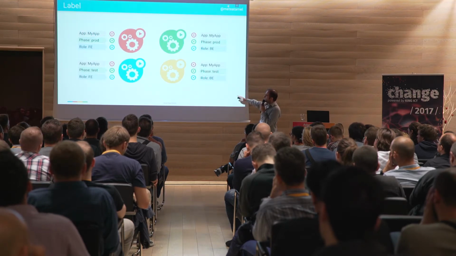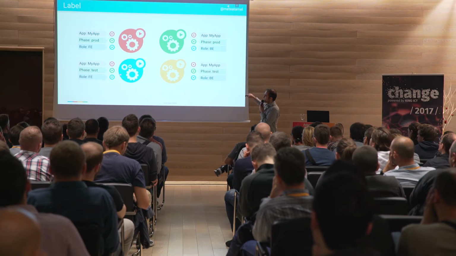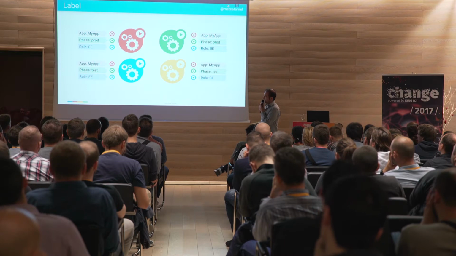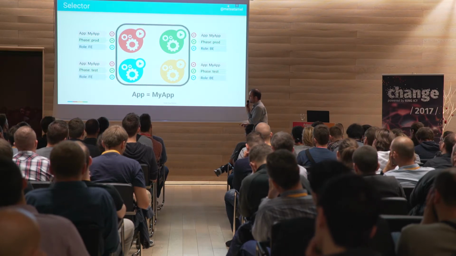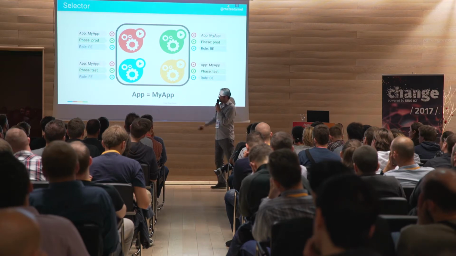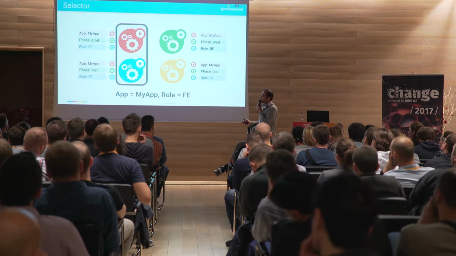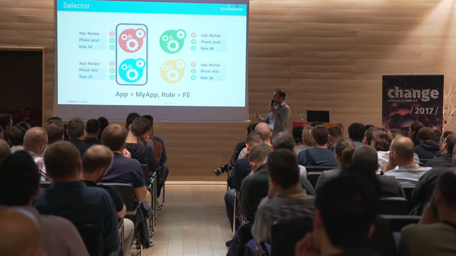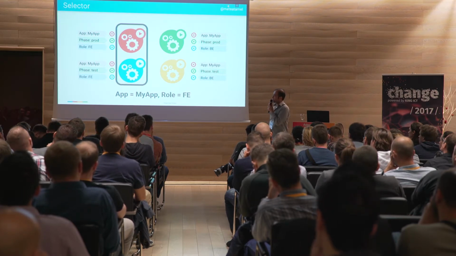Once you have your pods, you can label them. So you can say app: my app, or you can say these pods are phase prod or test, or you can say these pods are role front end or back end. And once you label them, you can select them, you can group them. So you can use selectors. You can say, give me all the pods of my application, or give me all the pods of my application that have the role front end. And selectors are really important because in Kubernetes, when you create something, like a replica set or service or something like that, you always use selectors to group pods. So that's why they're important.